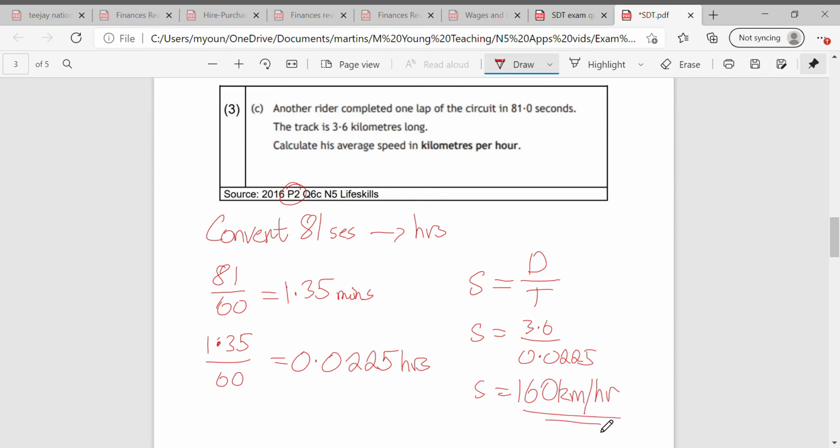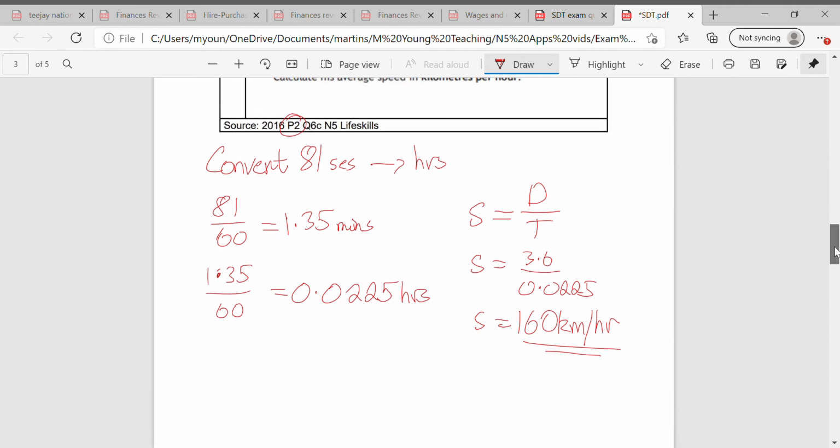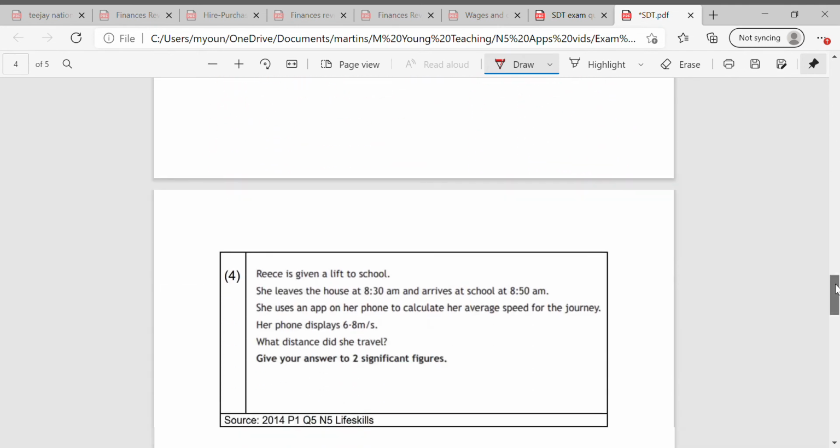Right, always make sure you think, does that make sense? Well, this is obviously talking about a rider, so I'm assuming it's someone on a motorbike. So just think, does that maybe make sense? And I think it does. Just another wee check you can do to make sure that you've gone about the question correctly.